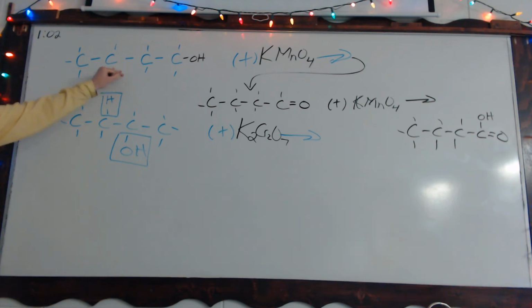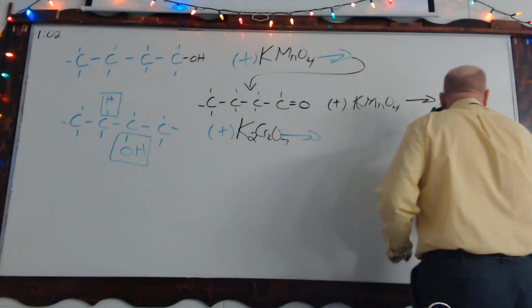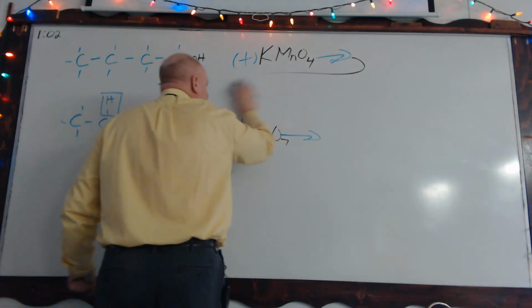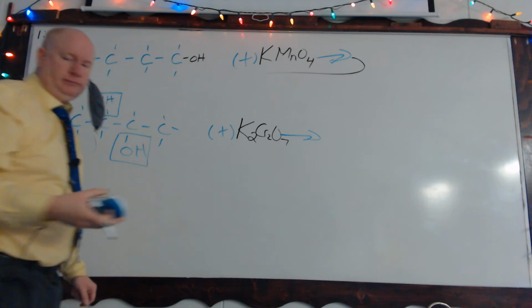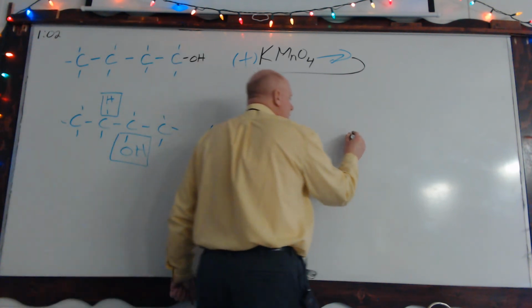Okay. Primary alcohols, two stages when they're oxidized. Okay? All right. Secondary alcohols now. Okay? What happens when they oxidize? We still form a carbonyl carbon, like what you had said.